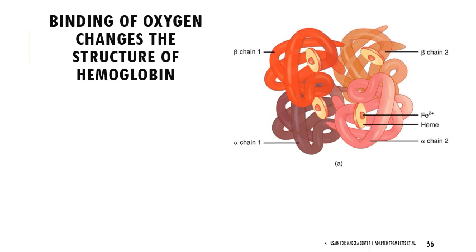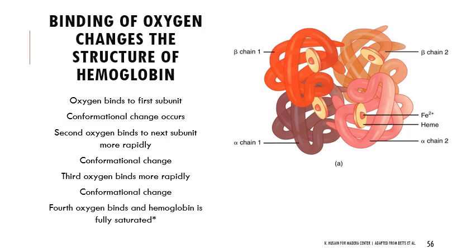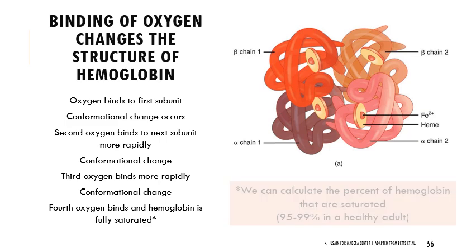And so here, binding the oxygen changes the structure of the hemoglobin, and it happens along a sequential level. So oxygen binds to the first subunit, that causes a conformational change. The second oxygen is then able to bind to the next subunit a little bit more quickly. As we have these conformational changes, the oxygen is going to be more and more efficient in how it binds to the hemoglobin. So when we have this hemoglobin carrying 4 oxygen molecules, we say that it is fully saturated, and that's what we're going to be measuring.